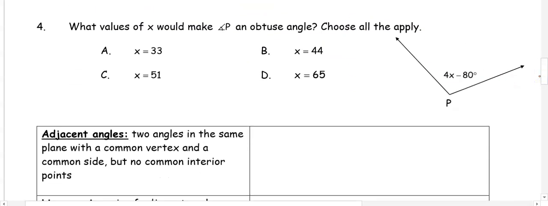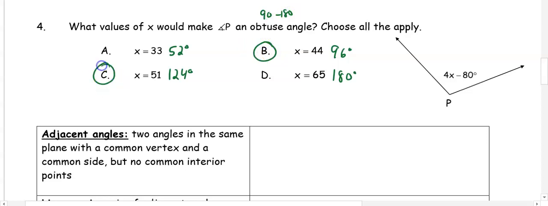In number 4, what value would make P obtuse? Choose all that apply. So we're going to put x in for each of those. So 4 times 33 minus 80 gets us 52 degrees. 4 times 44 minus 80 gets us 96 degrees. 4 times 51 minus 80 is 124 degrees. And 4 times 65 minus 80 is 180. So remember, an obtuse angle is going to be between 90 and 180 degrees. So that would be B and C.